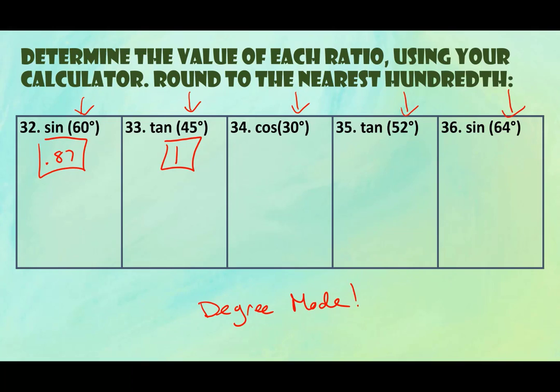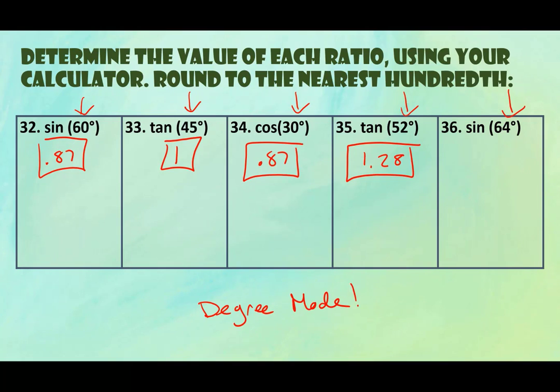So now we have cosine of 30. We're going to put that in our calculator. And you'll see that cosine of 30 and sine of 60 actually have the same answer. And we're going to talk more about that when we get to the unit circle in the next couple of days. So we got 0.87 for cosine of 30. Now we're going to go down to some more interesting numbers. We have tangent of 52. So you're going to put that in your calculator, and you're going to get 1.28.